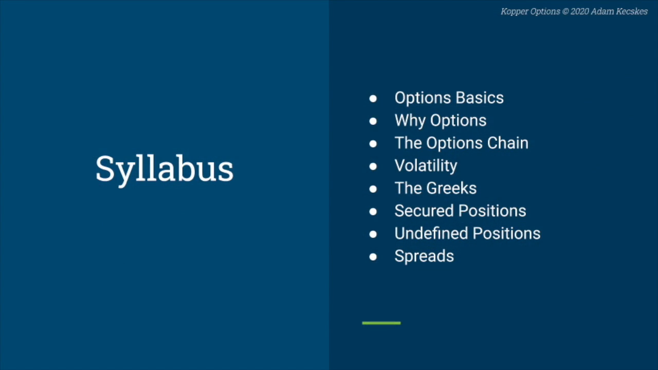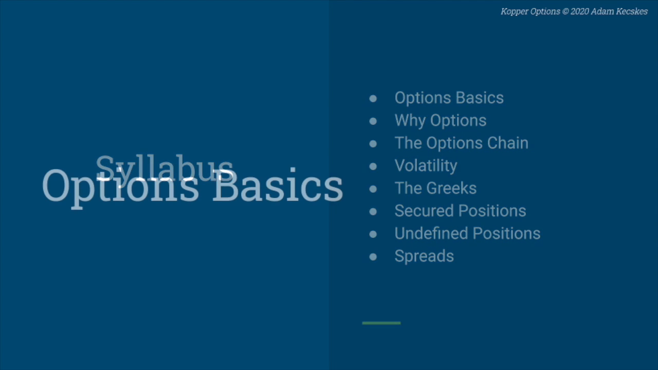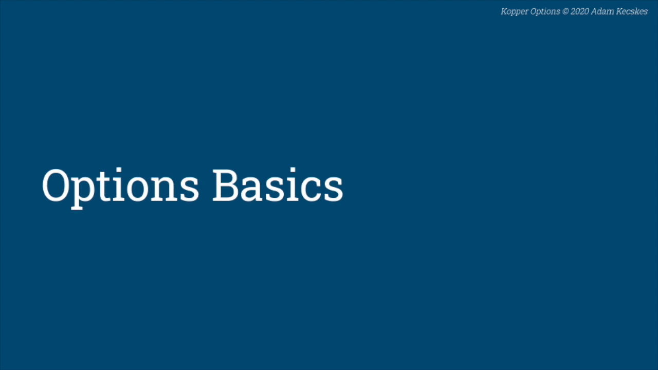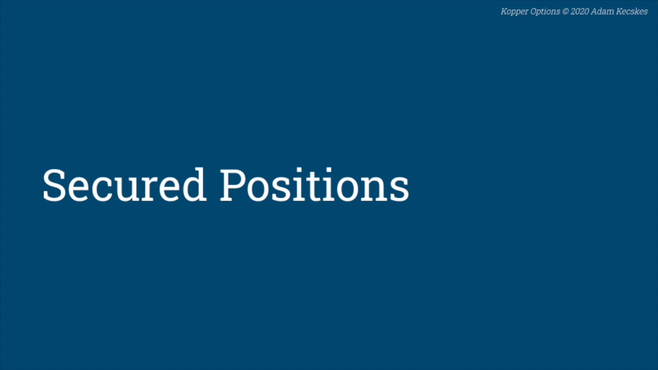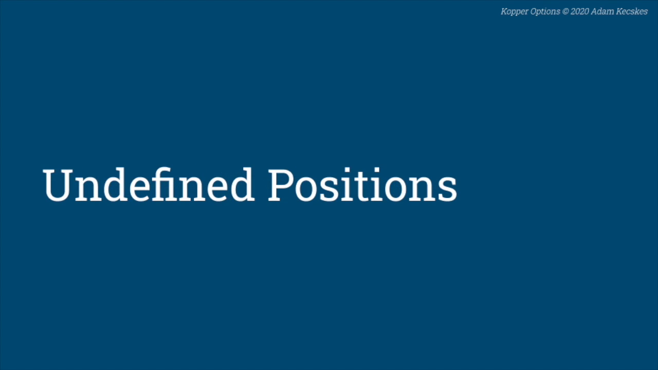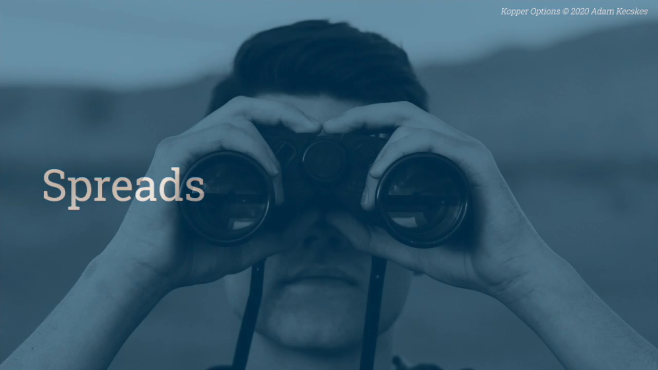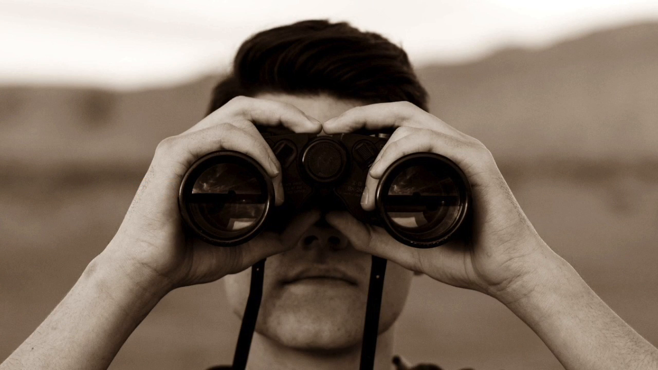The syllabus of this course is laid out fairly simply. Options basics. What defines an option? Why options? Why do we consider trading options at all? What is the options chain? We'll dive into the concept of volatility. We'll look into the esoteric but necessary elements of options trading, the Greeks. We'll look at secured positions, undefined positions, and spreads. These topics, from my perspective, are the most essential parts of options trading.